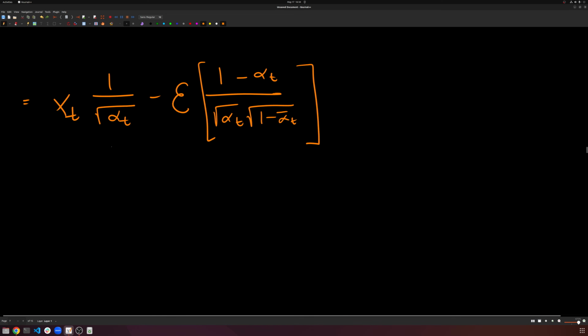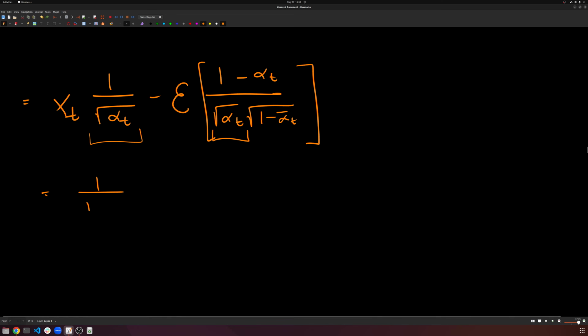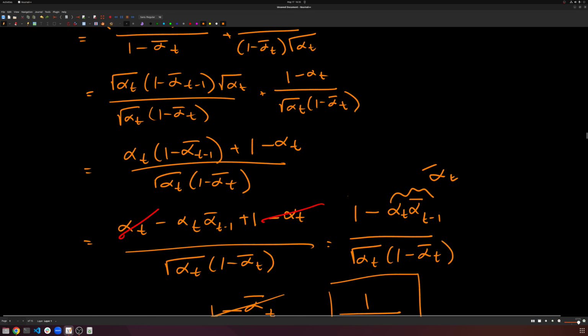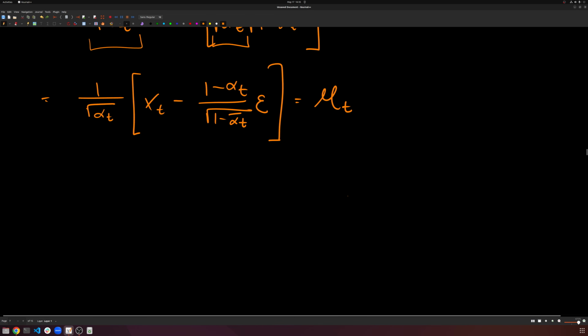And now that we have that, we have a 1 minus alpha t here, we have a 1 minus alpha t here, so let's just go ahead and take a common factor. So it's equal to 1 over square root alpha t, and this is now going to be xt here minus 1 minus alpha t over square root 1 minus alpha hat t epsilon, just like that. And this is our form for mu t. So that's our mean.